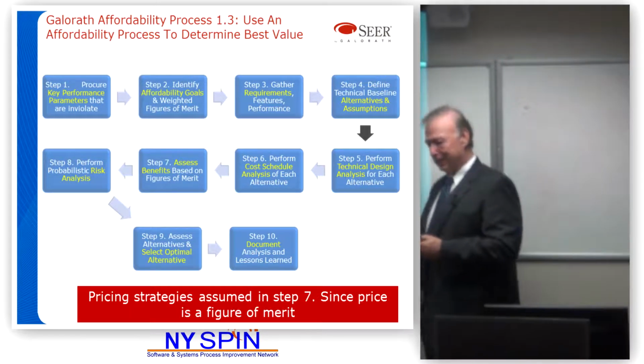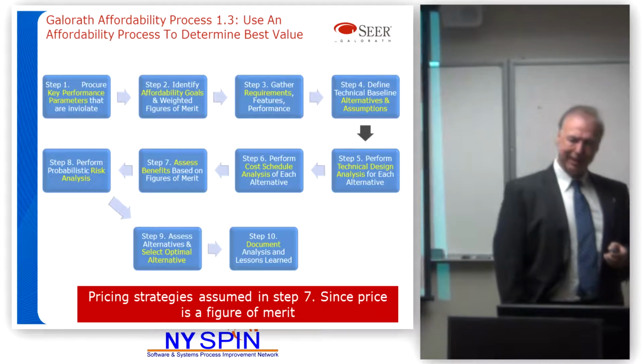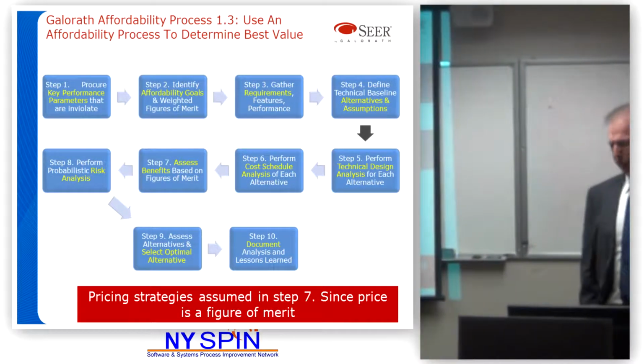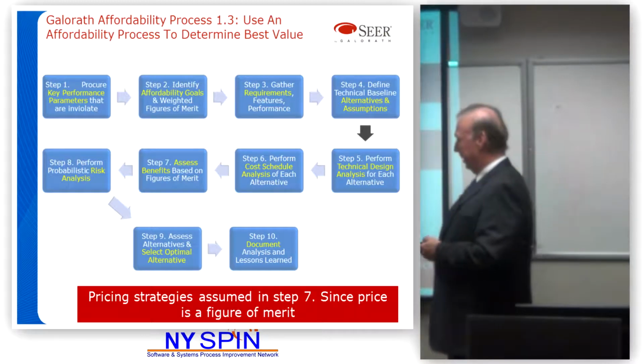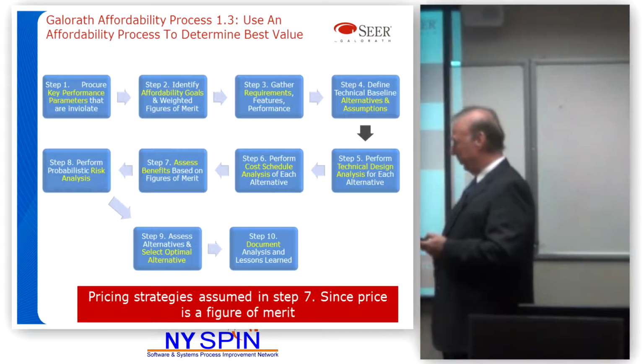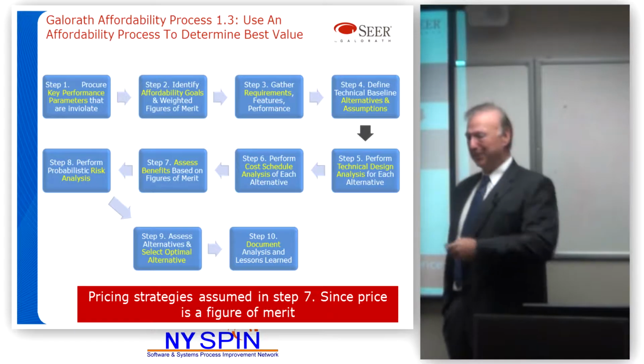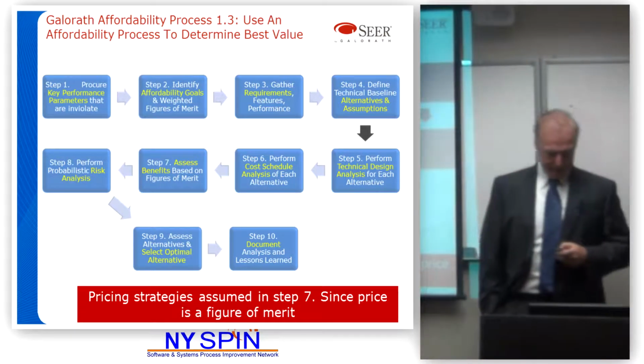Do a risk analysis. This is an area where people forget a lot, looking at the risks and uncertainty and what happens if things go wrong. Things always go wrong, by the way. Assess alternatives, choose the one that's best. Document how you got there. This is the 10-step process I'm going to talk about today.